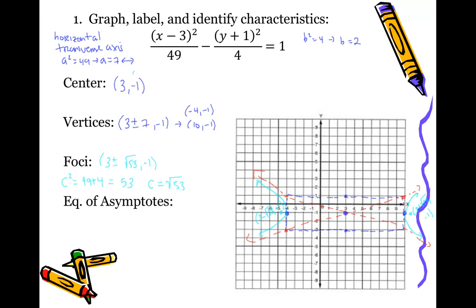So I'm going to use the center again. So it's going to be y plus 1 equals plus or minus something, x minus 3. Well, I'm going to be going up 2, so plus or minus 2 over 1, 2, 3, 4, 5, 6, 7 over 7. And there's the equation of my asymptotes.